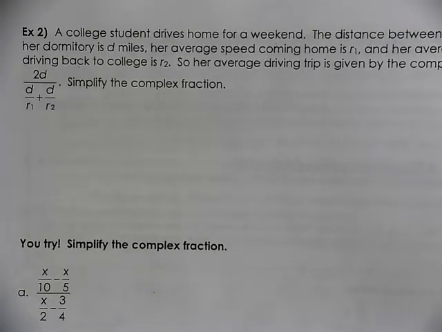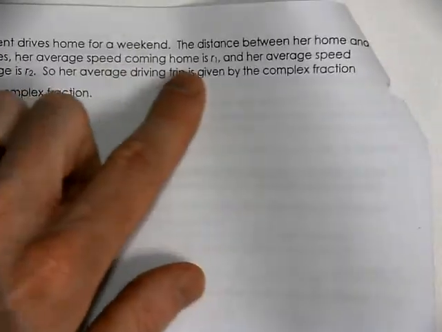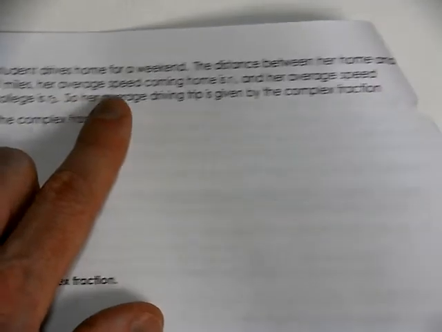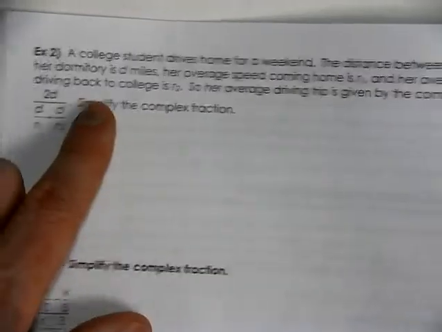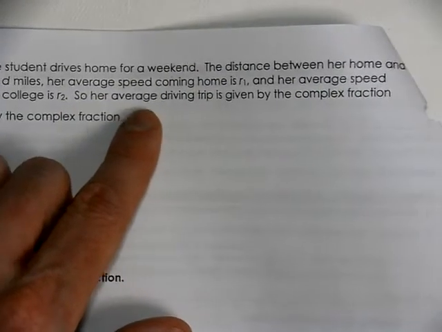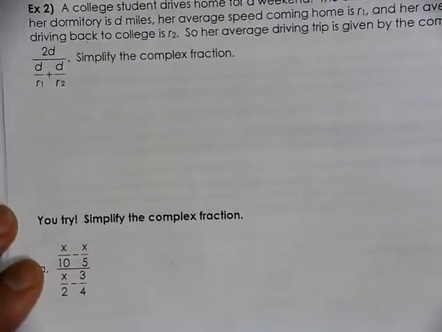Here for example number 2. A college student drives home for the weekend. The distance between her home and her dormitory is d miles. Her average speed coming home is r1. Her average speed driving back is r2. So her average driving trip is given by this complex fraction.